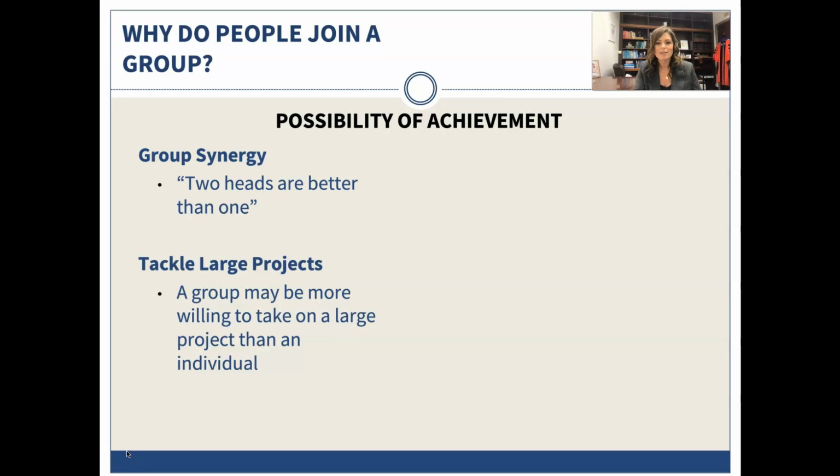Or somebody doesn't keep up their end of the bargain. They're not getting done what they said they were going to get done, or they're not getting it done on time. So don't be that one in your group, right? But people join a group because that possibility of achievement is there.